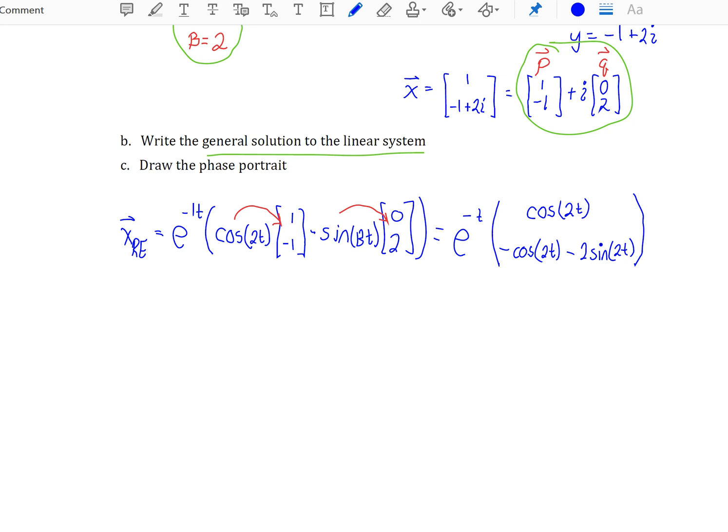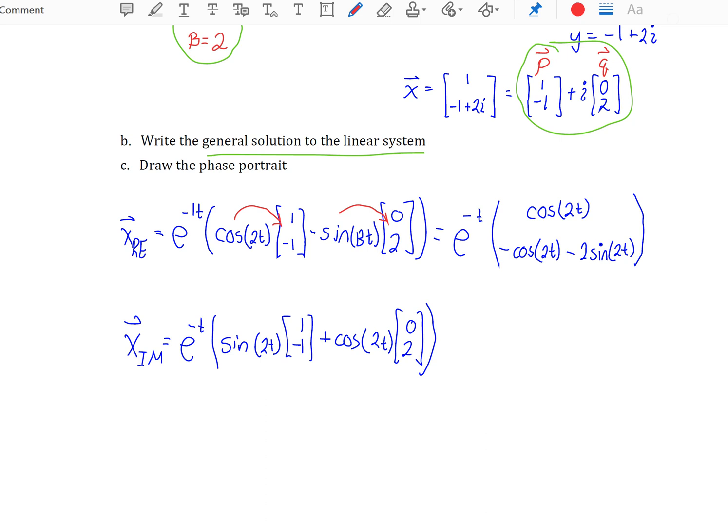Okay, now let's write down the imaginary part of our solution. It's going to be e to the alpha t, so negative t. Now remember, in our general solution, it's going to be the sine term first. So sine 2t times your p vector, 1, negative 1, plus cosine of 2t times your q vector, 0, 2.